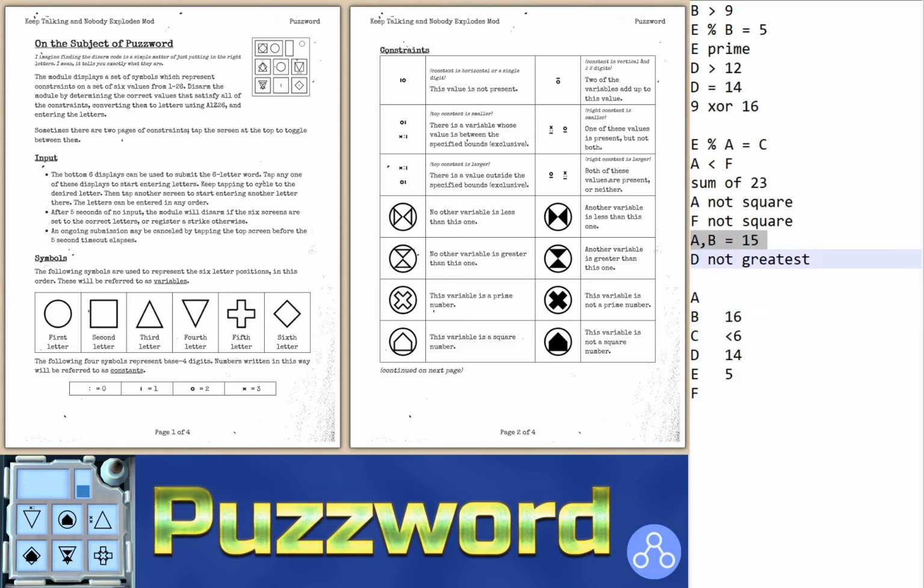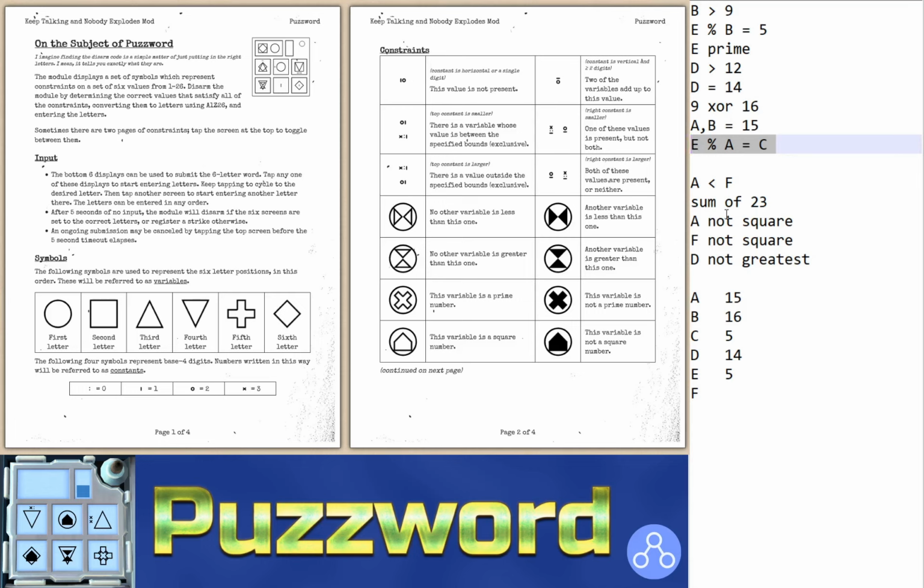Now one of alpha or Bravo has to be 15. Since we've just determined that Bravo is not 15, that has to be the alpha. And now we can determine what Charlie is, because 5 modulo 15 is of course 5. So that's that taken care of.